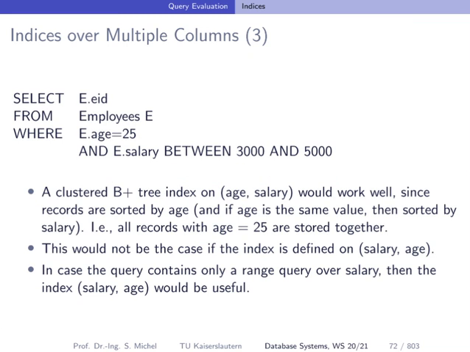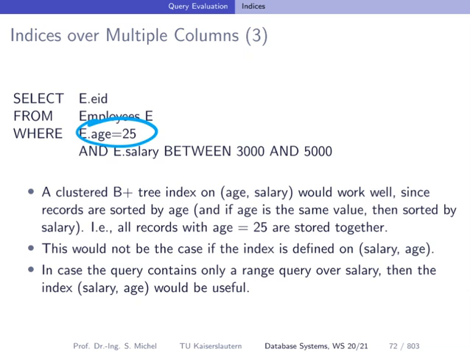Here we have a similar query on the employee table, and we want to have those that have age 25, and the salary should be between 3,000 and 5,000. So looking at composite indices, which index would work very well here?